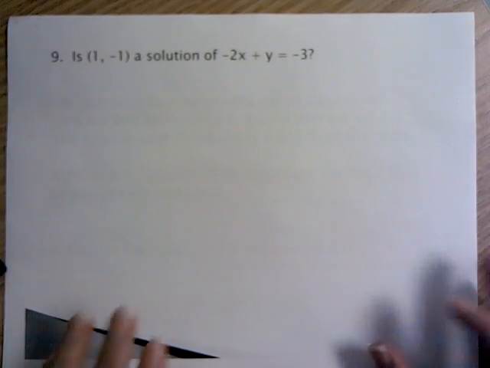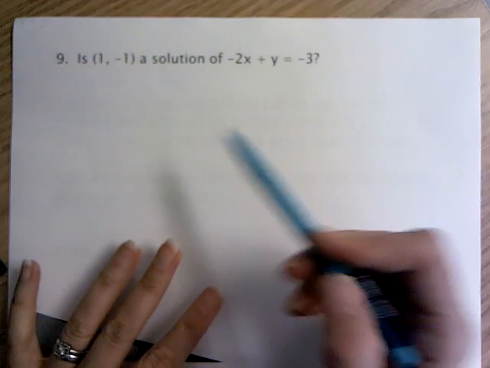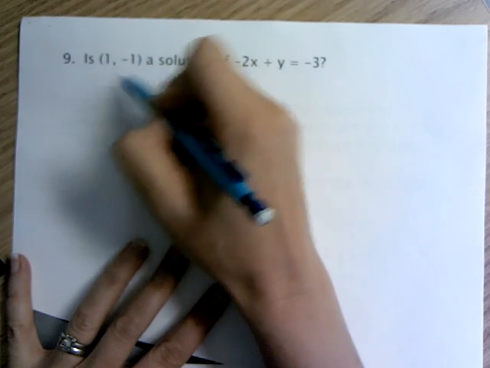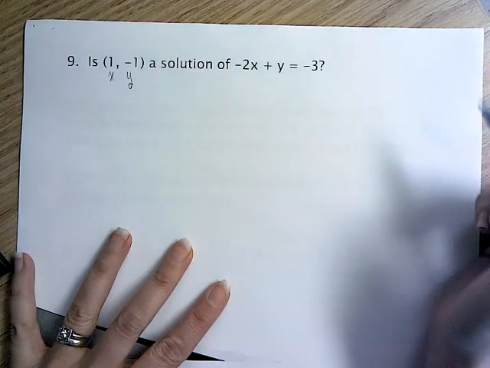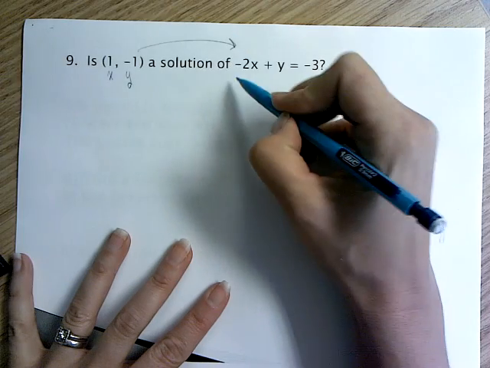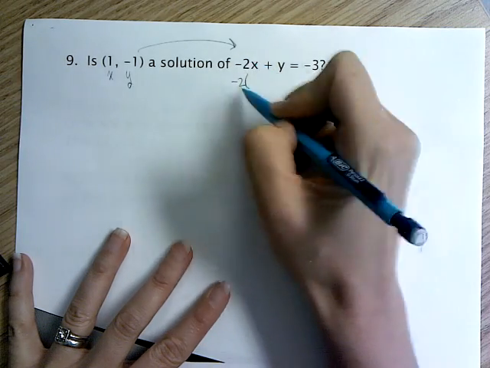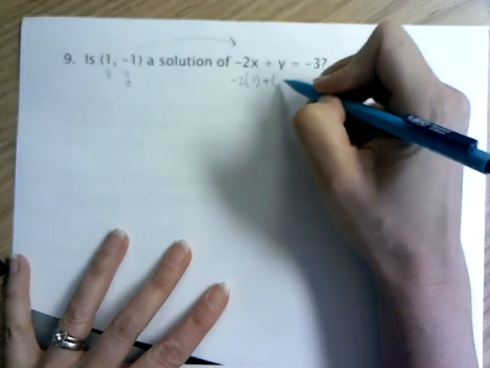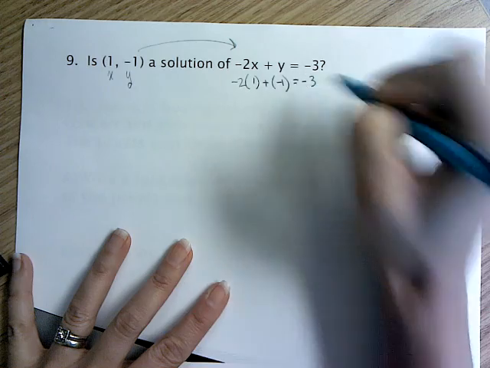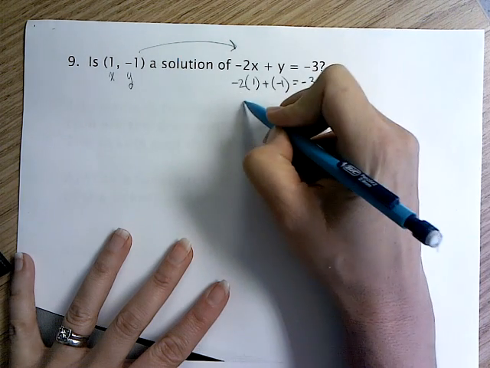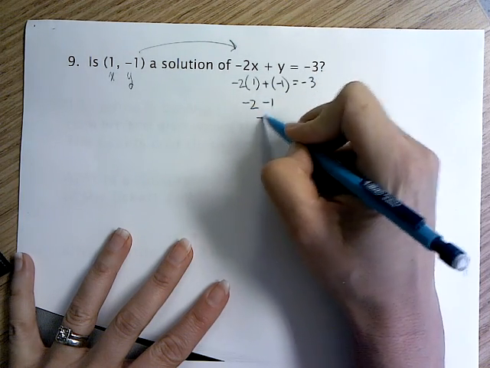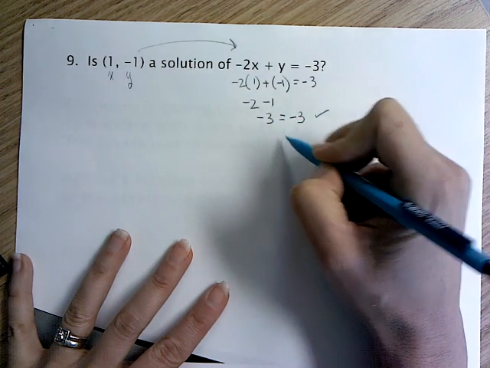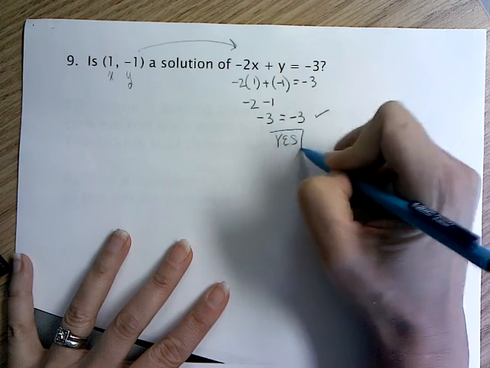All right, almost done. Two more. Next we're going to test a solution. Is 1, -1 a solution for this equation? Well, remember, in an ordered pair, this is x and this is y. So if I substitute those values in, I can say -2 times 1 plus y, y is -1, is equal to -3. Well, -2 times 1 is -2, minus 1, that's -3, and that's equal to -3. That's a true statement, so is it a solution? Yes, it is a solution.